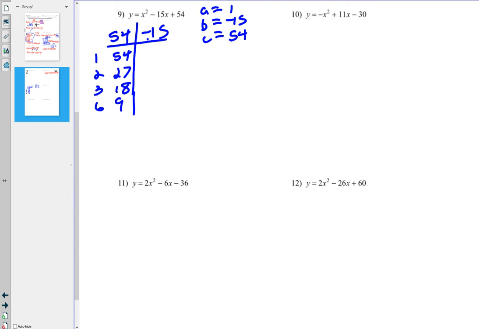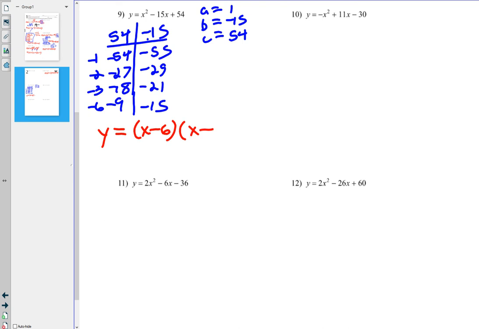So I see you got the 3 and the 18, but this is where the sign thing helps. When I have a positive and a negative, what I told you that you wrote down is everything has to be negative. And negative 3 minus 18 is not negative 15, that's actually negative 21. It is negative 55, negative 29, negative 21, negative 15. The one that gives me what I wanted was negative 6 and negative 9. So I'll just write y equals x minus 6 and x minus 9.